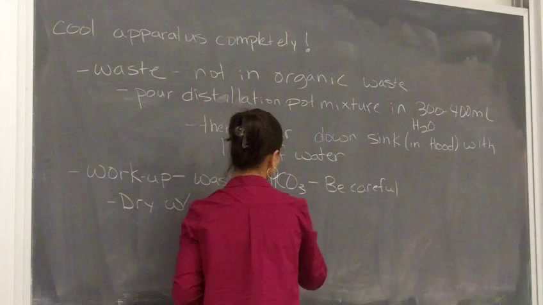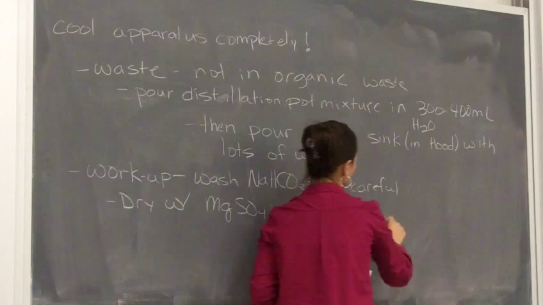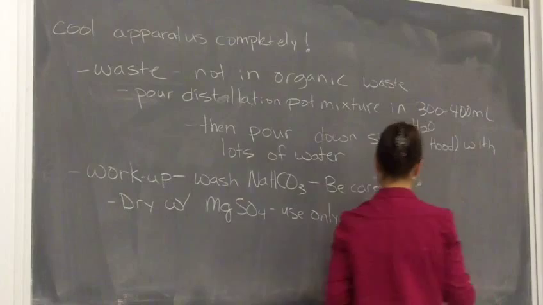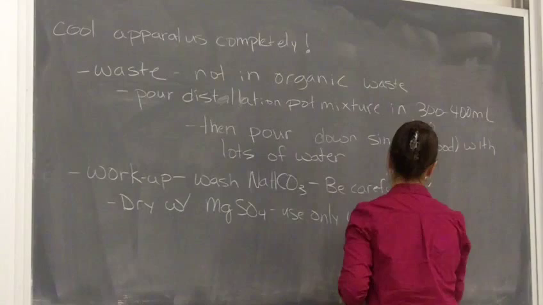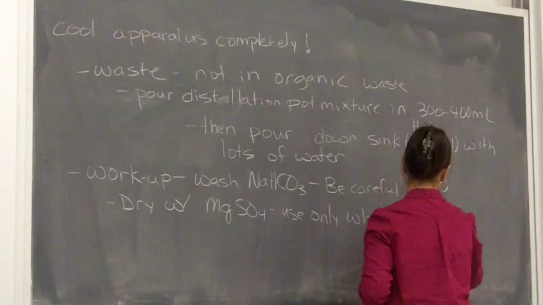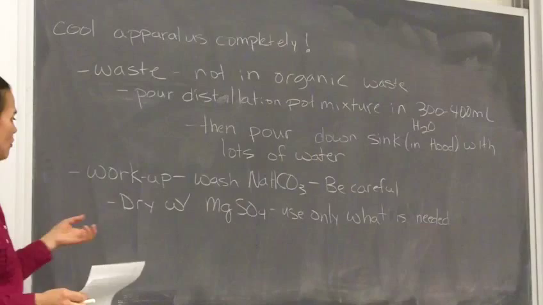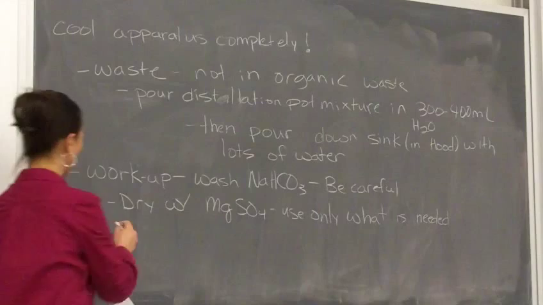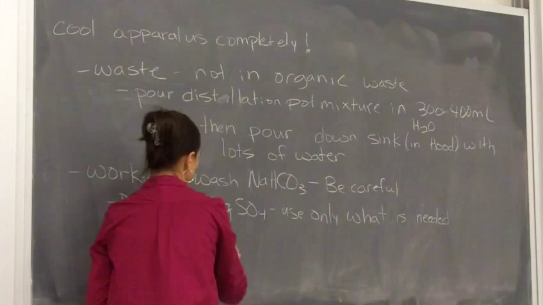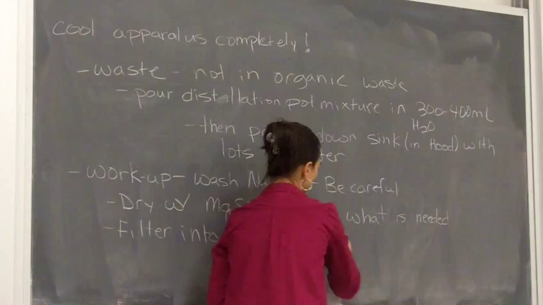Use only what you need. So you only need enough to have clumps, clumps with a little bit of free floating in a very small volume. We don't want to have to rinse this alkene away from the magnesium sulfate. We need to be able to filter it away from the magnesium sulfate. So make sure that you only use what you need of magnesium sulfate. And then what I would do is filter it. Filter it into a tared vial so that you can easily get the yield without then having to transfer it again.